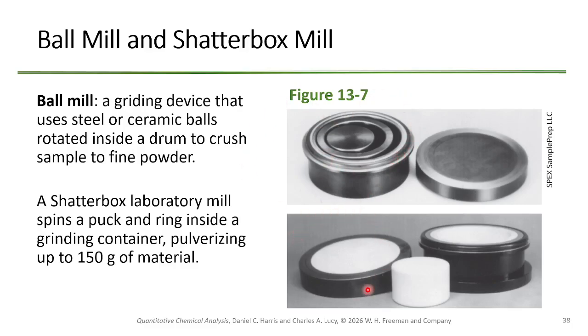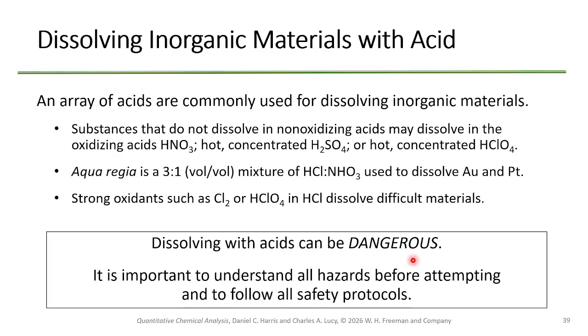A shatterbox laboratory mill spins a puck and a ring inside a grinding container. It'll powderize up to 150 grams of material. So you put your material in, the little puck, and then you have this ring on it, and you basically rotate it to pound everything into submission, into a nice fine powder.